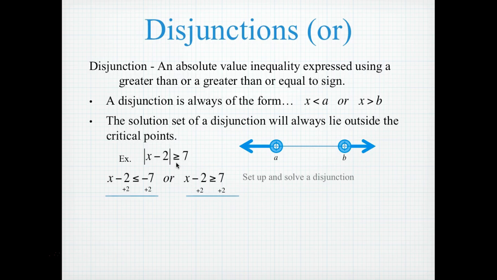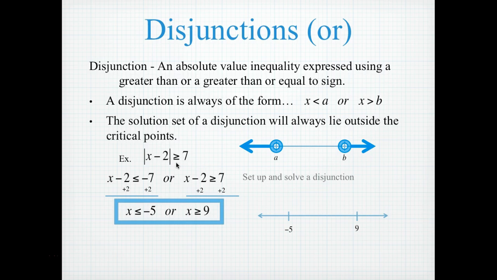Adding 2 to both sides solves the inequality and tells me that x is less than or equal to negative 5, or x is greater than or equal to 9. Now when we graph, we drop our critical points of negative 5 and positive 9. We're going to have closed circles at each point, and we're going to shade on the outside. So the values of x are less than or equal to negative 5, or the values of x are greater than or equal to 9.